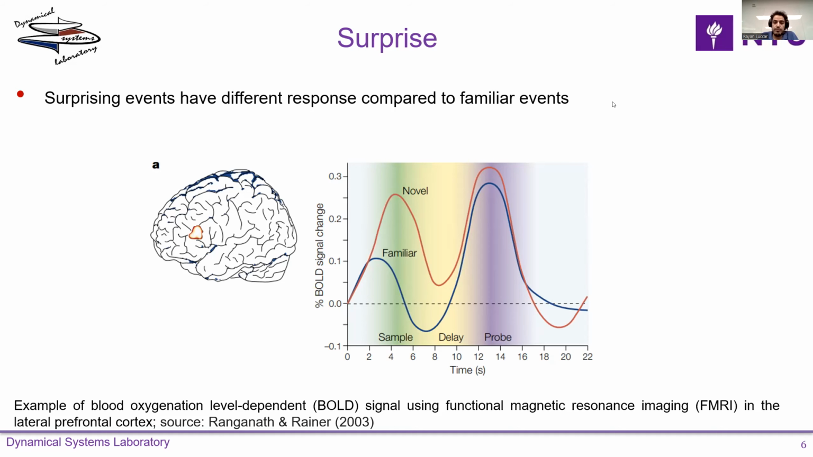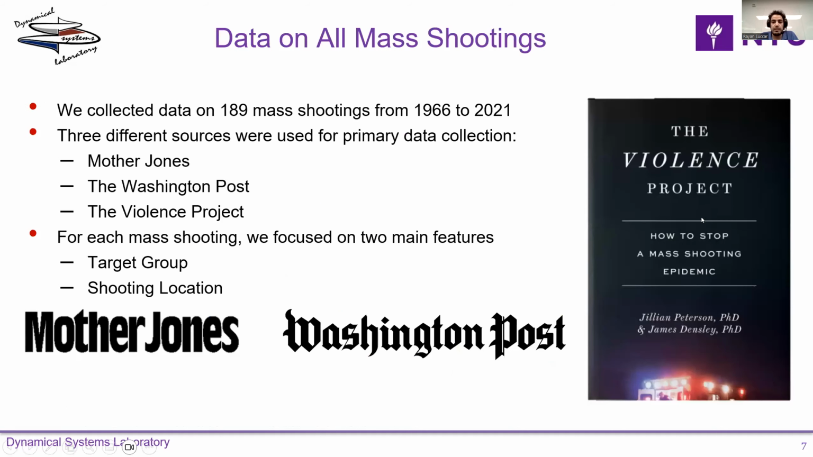So the first thing we did was start by collecting data. We collected data on 189 mass shootings from 1966 to 2021 from three sources, mainly Mother Jones, the Washington Post, and the Violence Project. And for each mass shooting, we focused on two main features, among others: the target group and the shooting location. The target group describes the category of the group that was targeted in the attack. It could be students, it could be religious groups, it could be acquaintances.